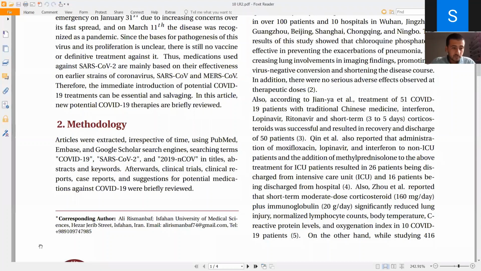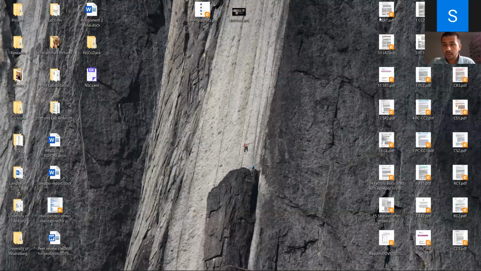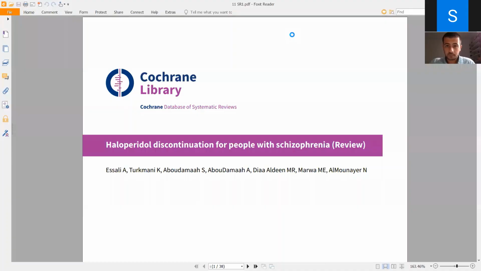Okay, I hope the difference between the 2 types of reviews is clear, and now we can have a look at a systematic review, a real systematic review. So we will open paper number 11.